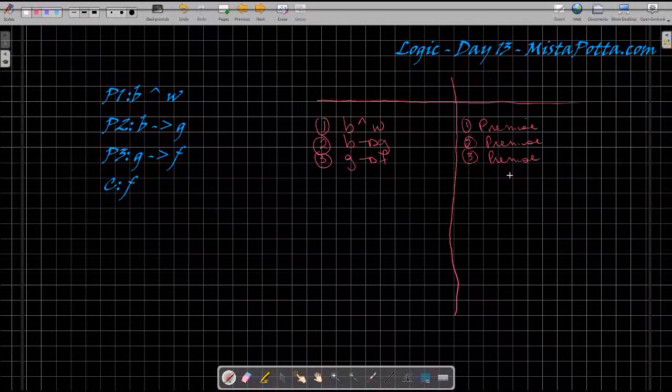I mentioned that whenever I have a conjunction, I can use Theorem 8a to break it apart into its two components. So using Theorem 8a on statement 1, I can say B conjunction W implies the first statement, B. And I'm more than welcome to say it also implies W. And Theorem 8a is one of the only theorems that we have that can use a statement twice.